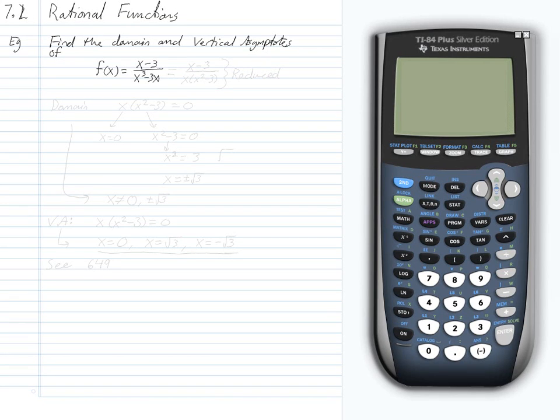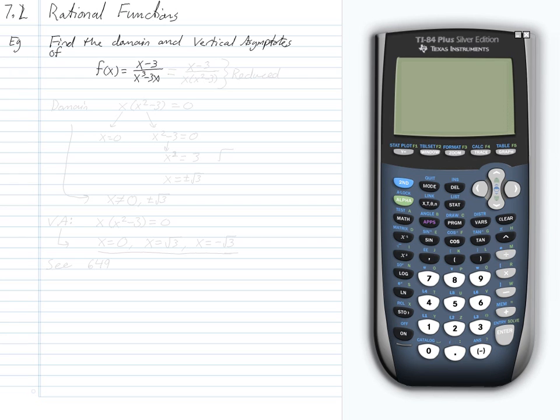Welcome back. I would like to look at one more example of vertical asymptotes before we move on, just to illustrate that there can be more than one. So here I have a function very similar to the one in the previous video, but with the slight difference that this is x cubed minus 3x instead of x cubed minus 3x squared. We don't have a squared there.